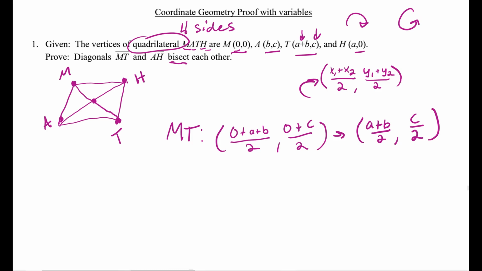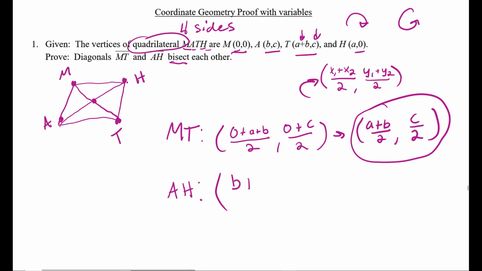So if these segments do bisect each other, which they're telling me to prove, it has to be true. I want to end up getting this same expression right here when I plug into the midpoint formula for AH. So keep that in mind as you're going through this. So I do the same thing. My x-coordinate for A is b, plus my x-coordinate for H, which is a, divided by 2, and c, the y-coordinate for A, plus 0, the y-coordinate for H, over 2.